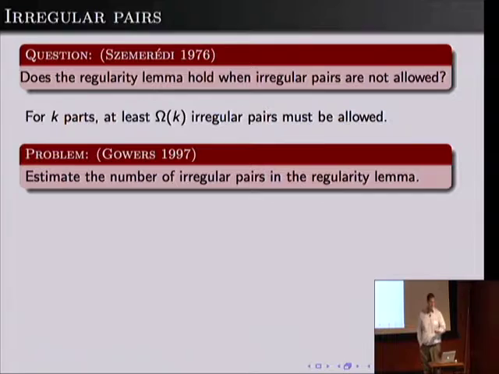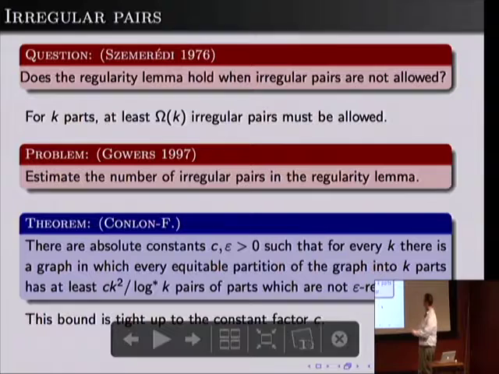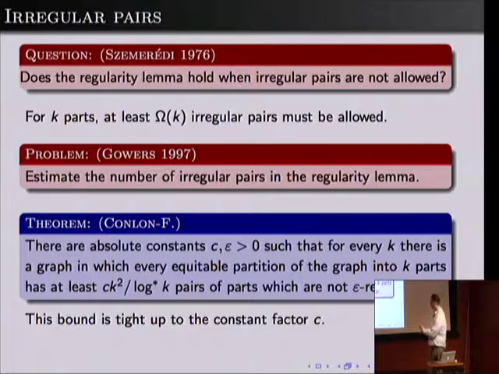The next step, it's a question of Gowers's, was to estimate the number of irregular pairs in the regularity lemma. So maybe you could do with just having a linear number of irregular pairs for certain applications. And so Gowers asked this question, and we showed that the answer is really k squared over log star k. So we give a construction, it's a probabilistic construction, which gives a graph in which every equitable partition into k parts has at least k squared over log star k pairs of parts which are not epsilon regular. Log star is the inverse tower function. It's the iterated logarithm function. And this is tight up to the constant factor c.